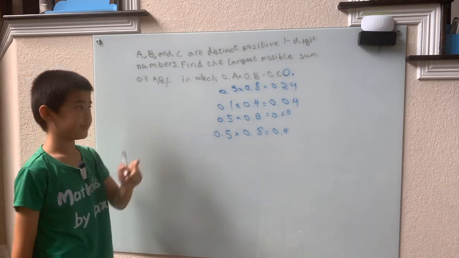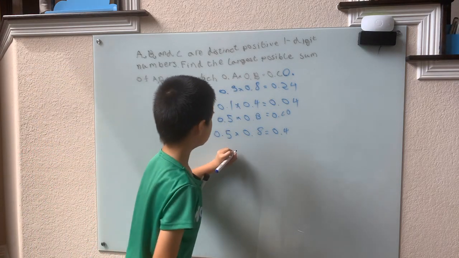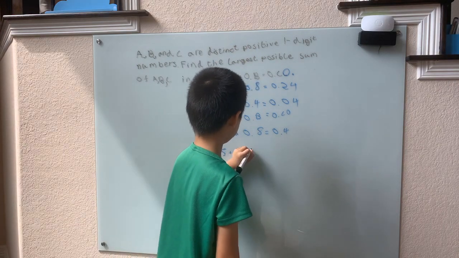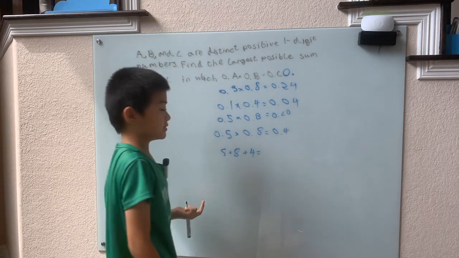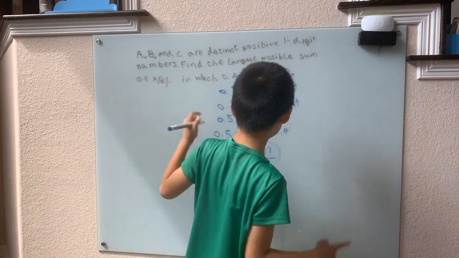And now you can just add these up. A is 5. B is 8. And C is 4. And when we add these up, 5 plus 8 is 13, plus 4, and we get 17.